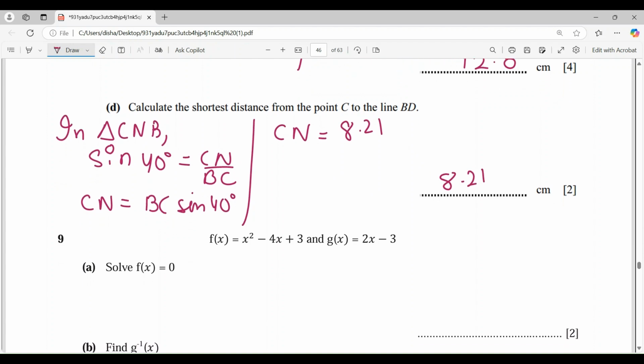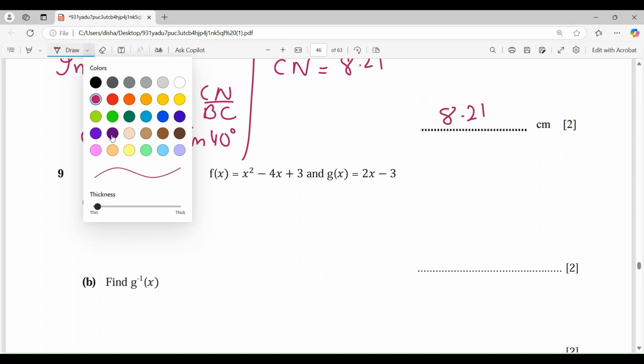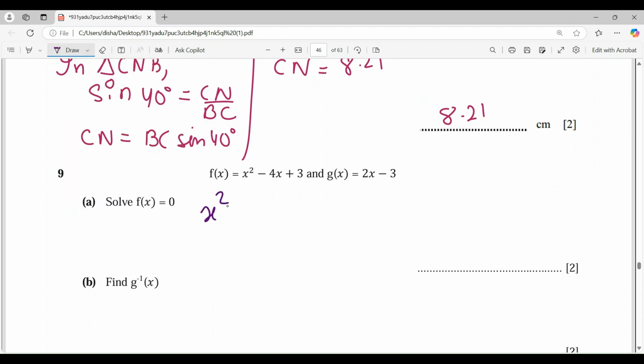Now next we have is question 9. F of x is equals to x square minus 4x plus 3 and g of x is 2x minus 3. Solve for f of x equals to 0. So that means here I have x square minus 4x plus 3 that is equals to 0. Either go for quadratic formula or splitting. Because we have the power as 2, that is a quadratic function, so we'll go for splitting.